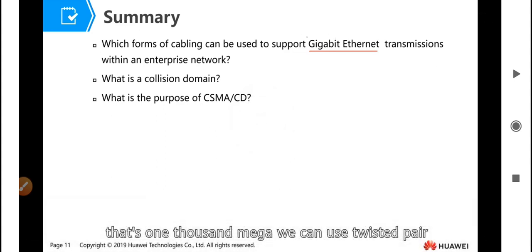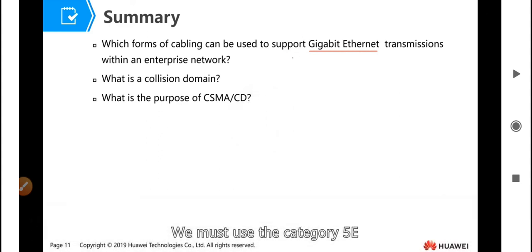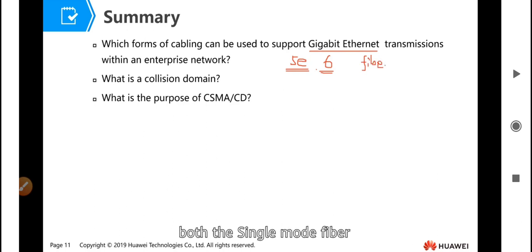We can use the twisted pair. Of course, twisted pair has different qualities. To support gigabit bps, we must use Cat 5e, or higher than Cat 5e. Of course, there's Cat 6, category 6. And of course, the fiber, both the single mode fiber and the multi-mode fiber. And any other? Okay, just this.